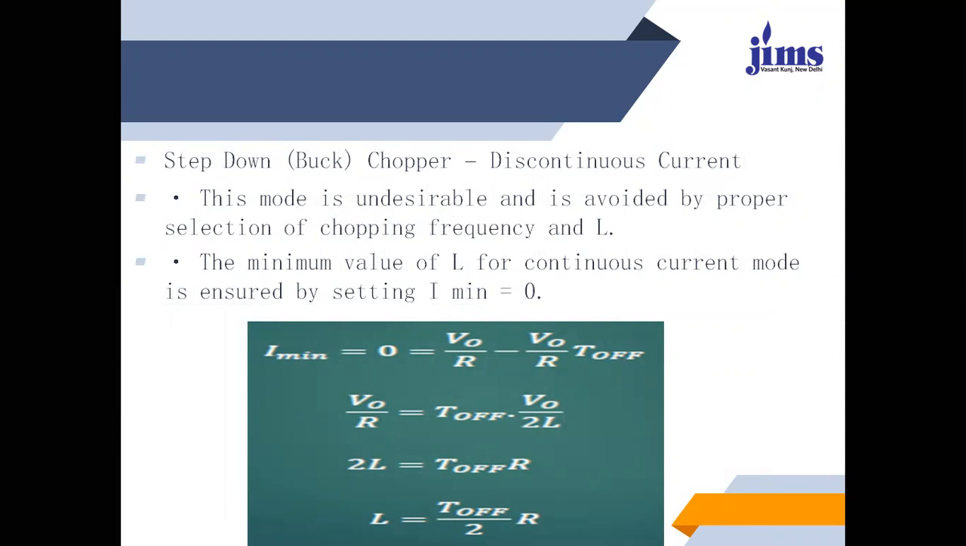The minimum value of inductance for continuous current mode is ensured by setting I minimum equal to 0. So I min equal to 0 means V output upon R equals V output upon R into T off upon 2L, so 2L equals T off times R. The value of the inductance that we have to set must be T off by 2 times R, just to maintain a continuous current instead of a discontinuous one. And this will be the end of the lecture. Thank you.